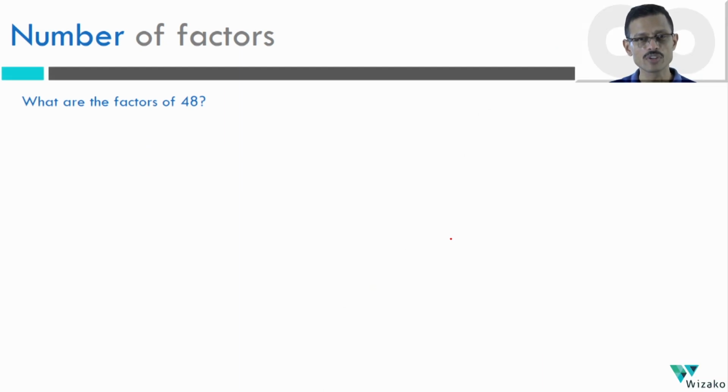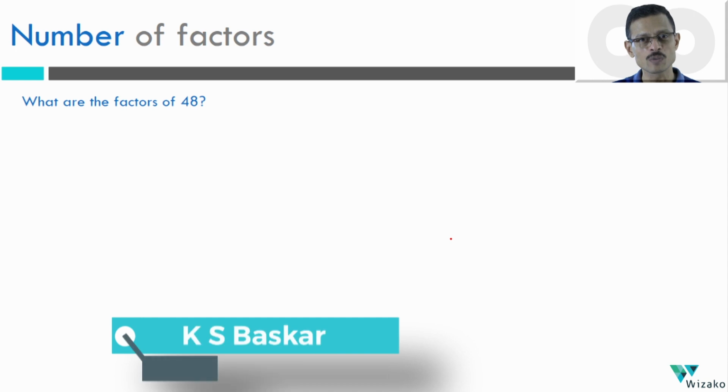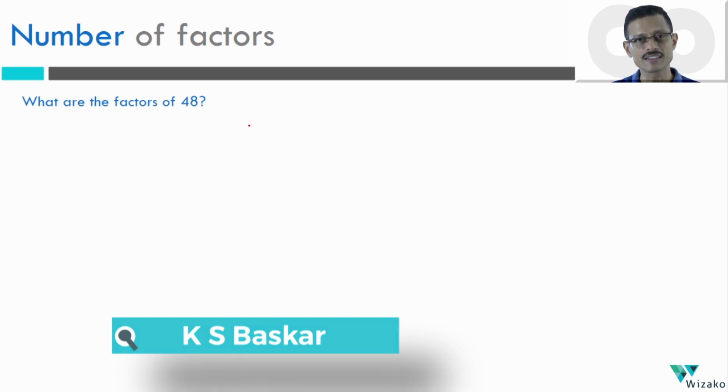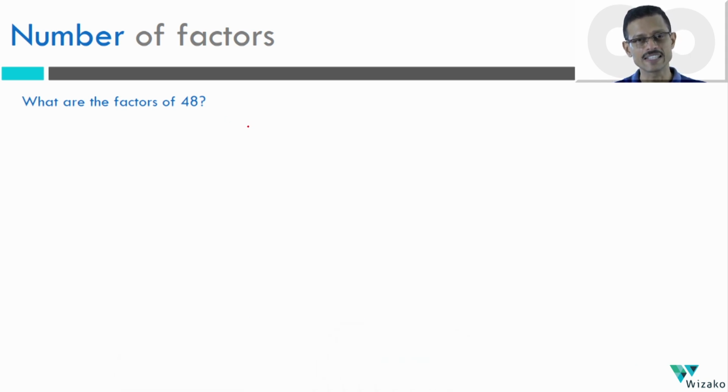In this module, we'll be focusing on the number of factors of a positive integer. In how many ways can I express a positive integer as a product of two numbers, sum of factors, product of factors, and the likes. We'll start with what are the factors of 48. It's a good way to start this entire module.